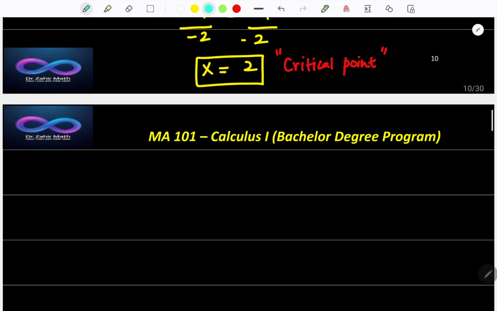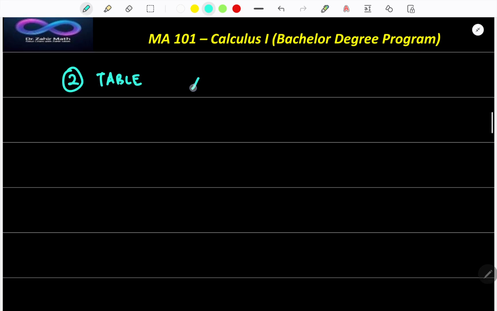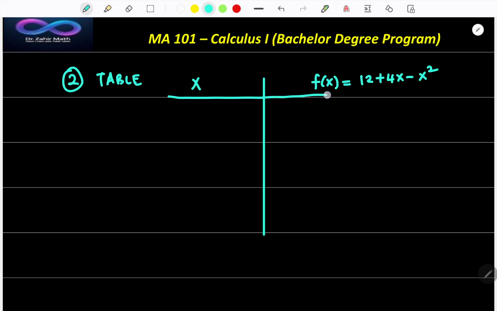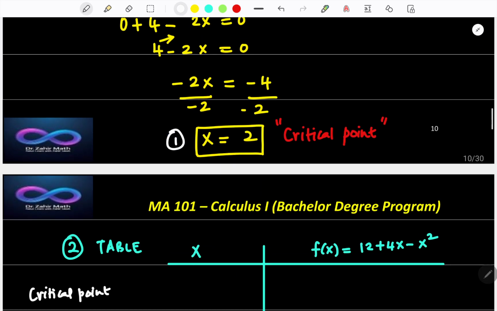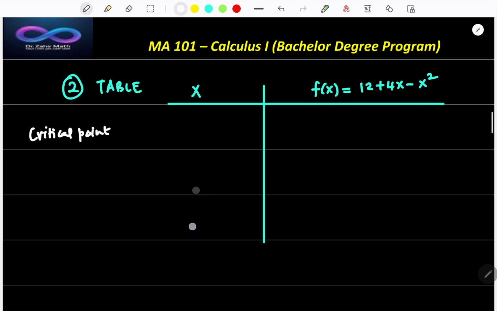Next, step number 2. What is step number 2? I said a table you're going to create. How to create the table? X and then f of x. The f of x is 12 plus 4x minus x square. So what are the points you're going to take here? First, you're going to take the critical point. Sometimes there may be 1, 2, 3 critical points, not only 1. Here you got only 1 critical point. Sometimes you may get 2, 3, 4 points also.